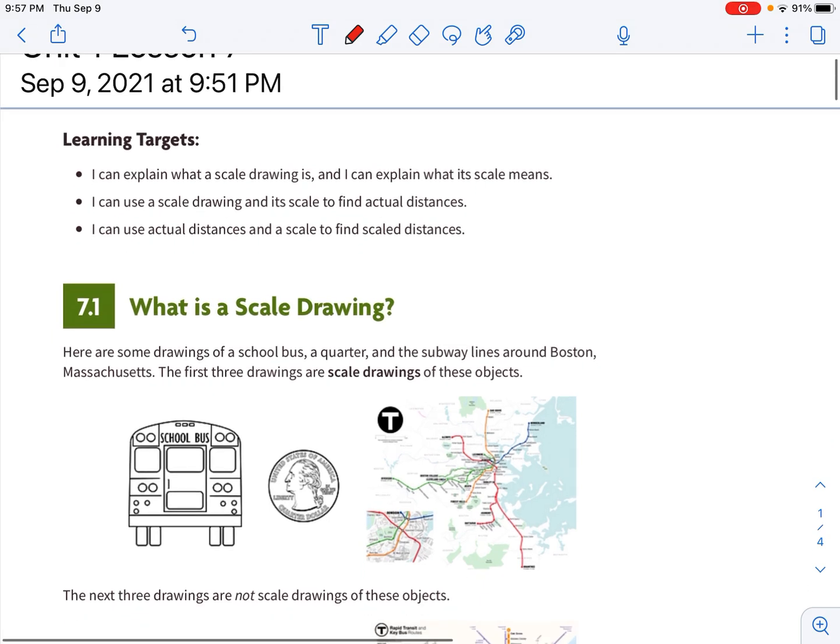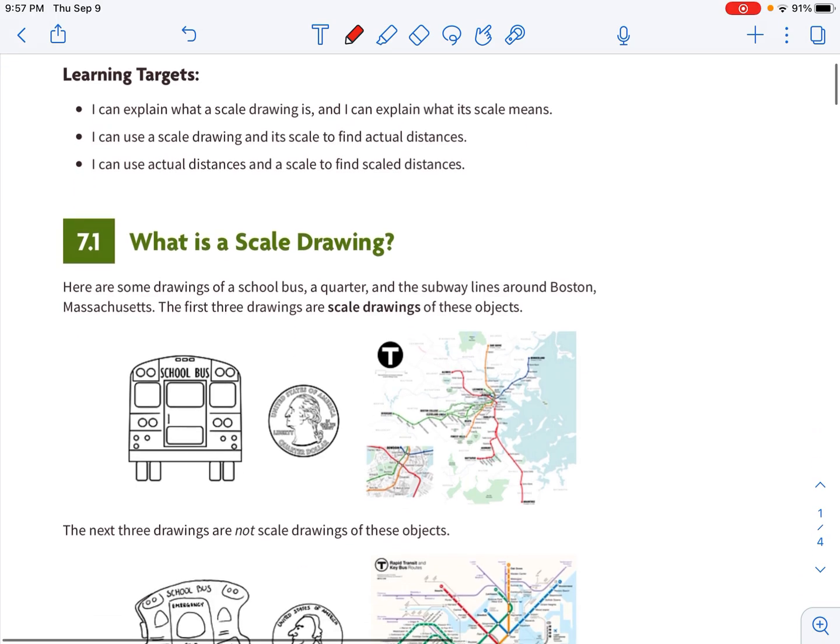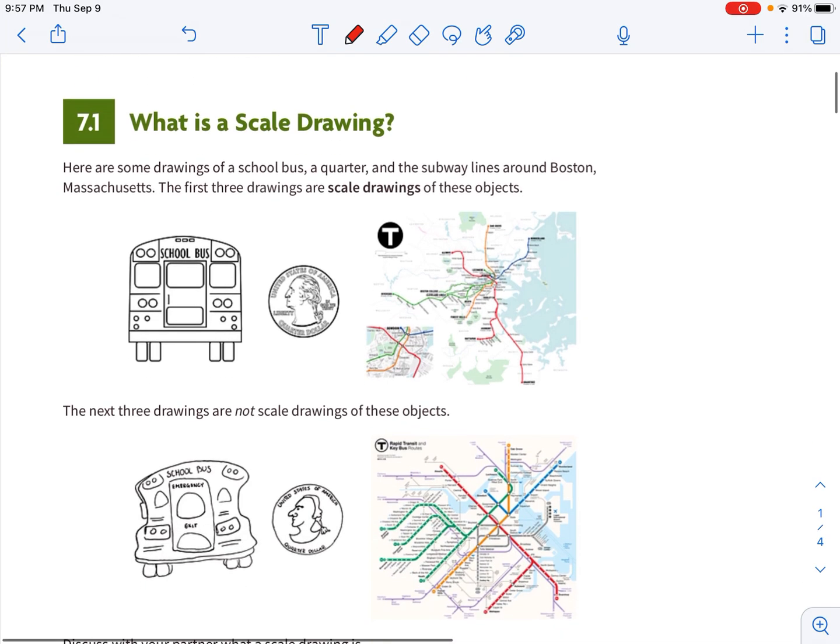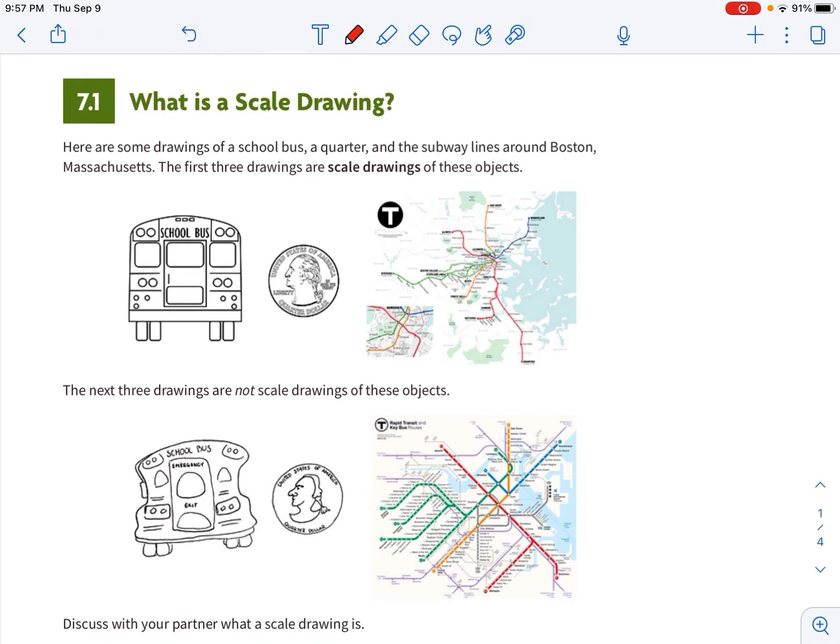So the learning targets are right here. You can go ahead and read through those. That's what you should be able to do by the end of this unit. But for the first one here at 7.1, it says, what is a scale drawing? So we have two images of a drawing. The top one is a scale drawing. The second one says it isn't. So we want you to look and see what is the difference.